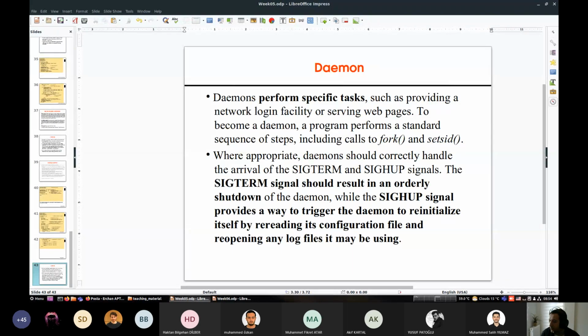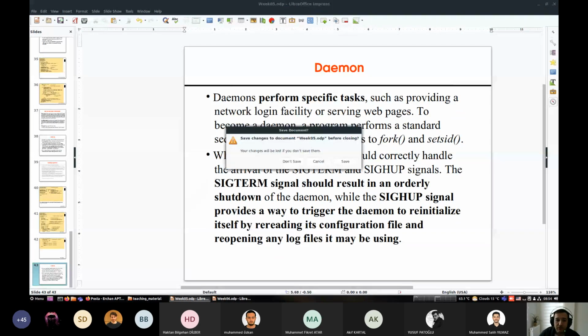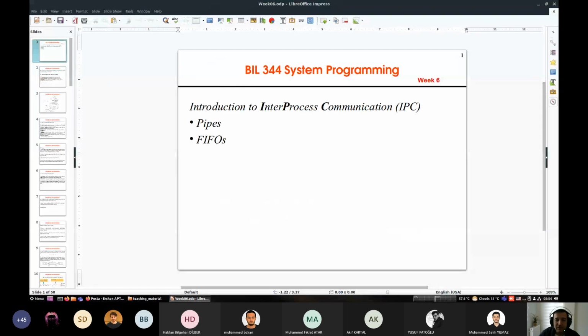And that is the end of week 5, which means now we can start with the contents of week 6. So we save that. Now week 6, the slides are available on Moodle, so you can download them.